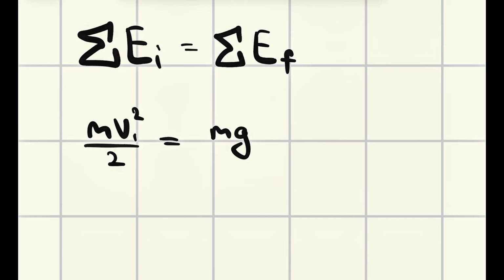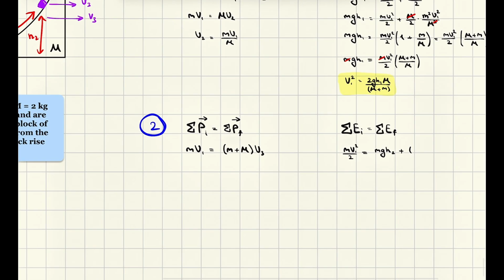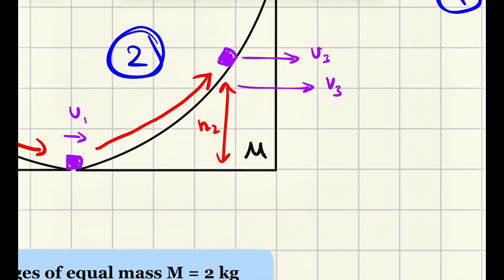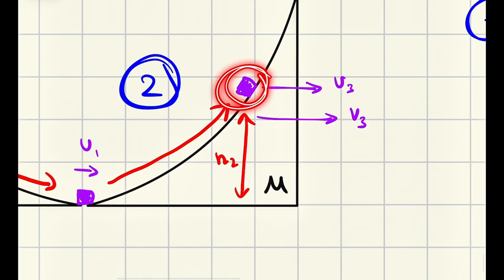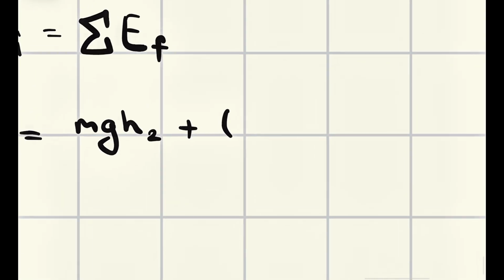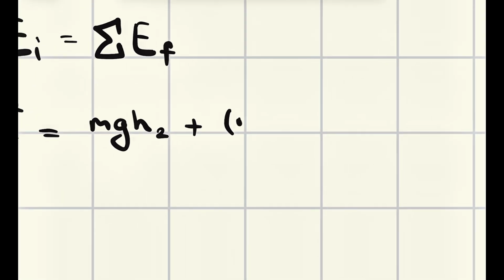It would be mgh2, I'm sorry, because it will rise up to height h2, right? And plus also they together move to the right. Okay, so it will be again m plus M. This small mass and this entire large wedge act together and have a common velocity, which would be v3. So that's why it would be something like this: m plus M times v3 squared divided by 2.